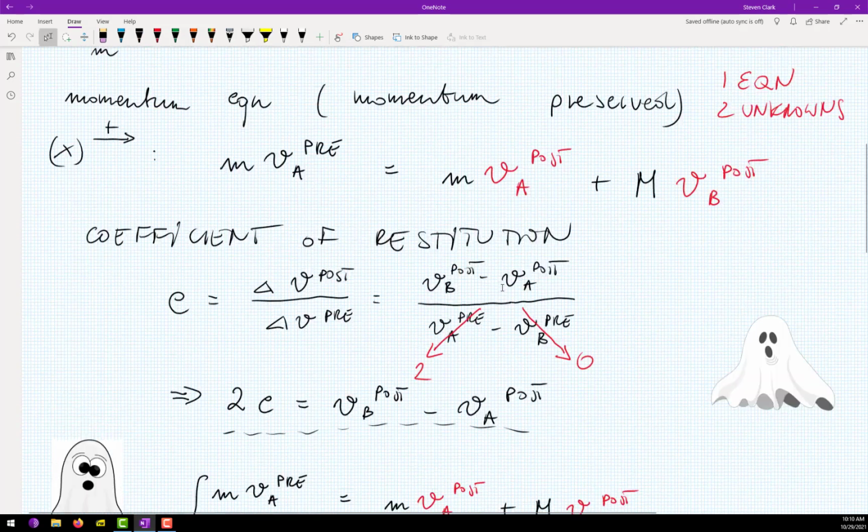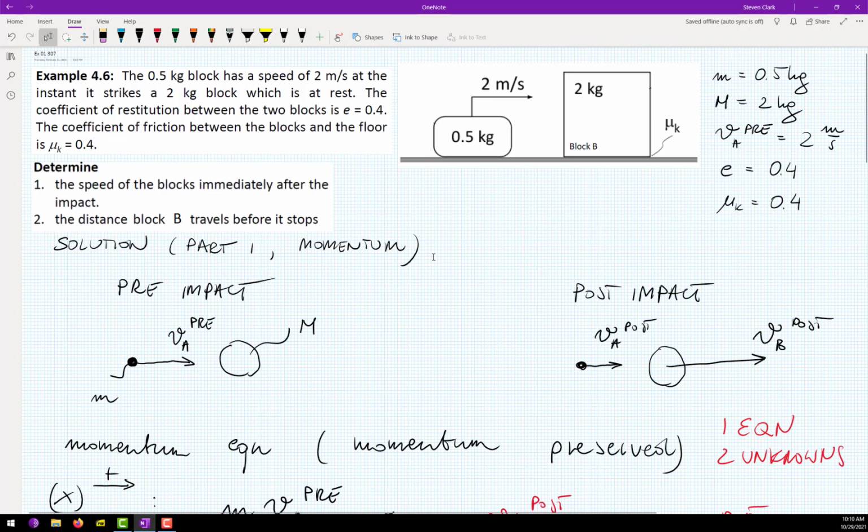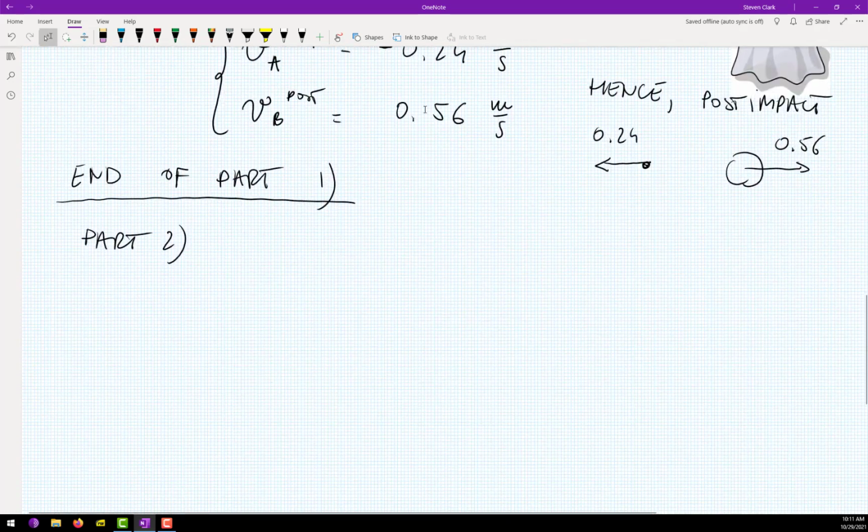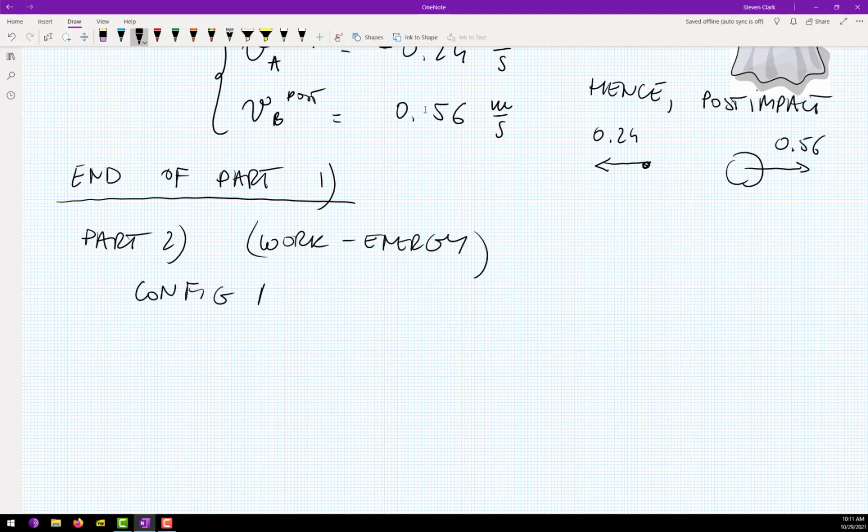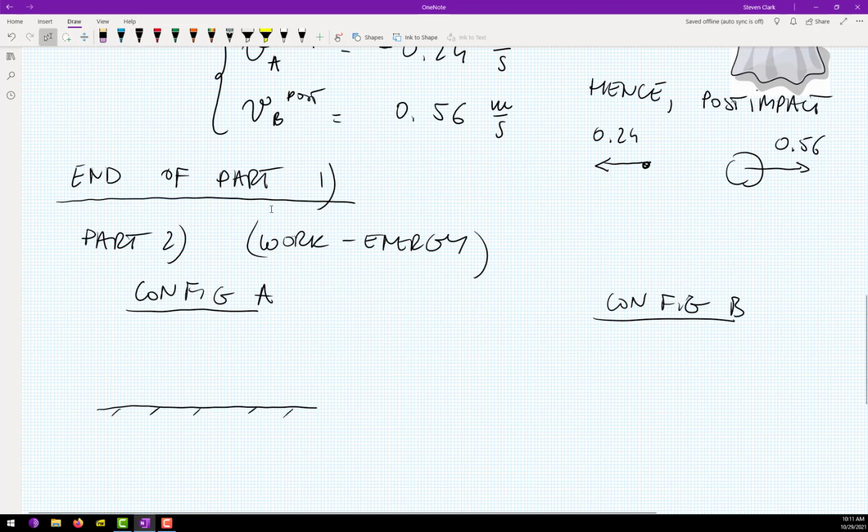So what did they ask us for? The distance block B travels after the impact. So we're going to go for the work energy method. We will have configuration A and configuration B. So let's have our ground in here and here.